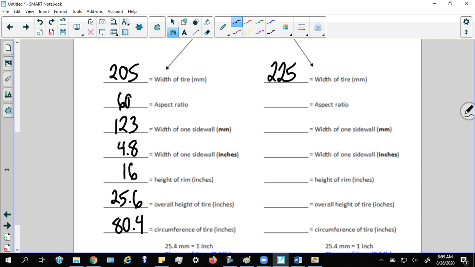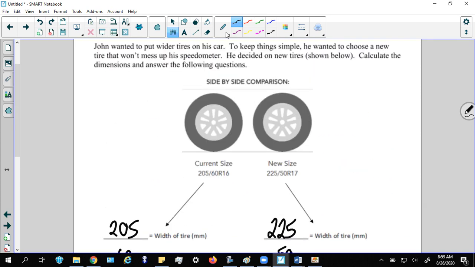Now, just to give you an idea of where I'm going with this, we have two tires. What most people like to do when they get a vehicle is switch out the tires. If you have a truck or an SUV, usually that involves getting a bigger tire. So for example, in this example, this is the original tire that came with the car. This is the factory tire. The new size is bigger.